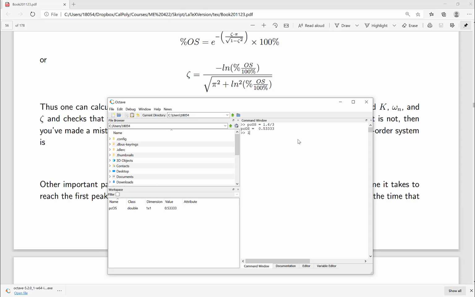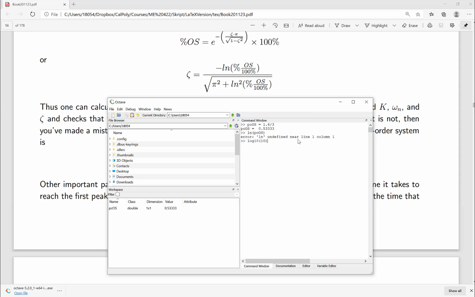Okay, so for instance, if I type in ln and then put in PCOS, I get an error. There's no ln function. Unfortunately, I wish there were. So what they use instead is log for the ln, and then they use log10 for the base 10 logarithm.